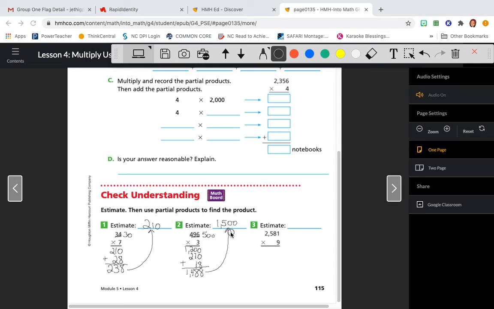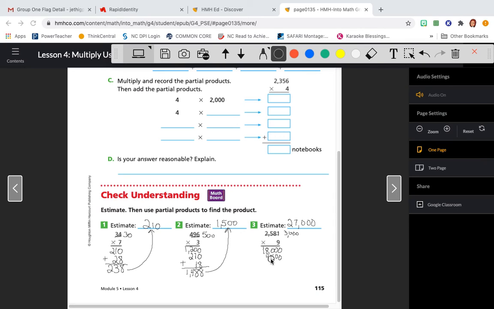This time we want to estimate. So we're going to look at our larger factor, and we can say that's close to 3,000. So then 3 times 9 is 27, and we add 3 zeros, so that's our estimate. Now let's actually multiply. We're going to start with the thousands, and we're going to say 2 times 9, and that's 18. And then we're going to put 3 zeros here to represent the 5, 8, and 1. All right, now we're going to say 5 times 9, and that's 45. So we're in the hundreds.